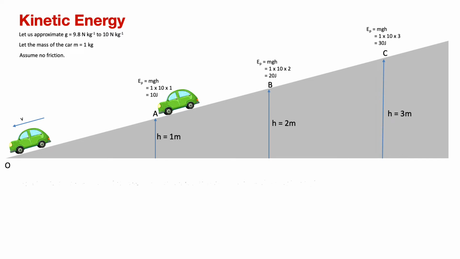So, a few observations. I hope it's obvious that the greater the vertical height of release h, the greater the gravitational potential energy EP, which equals mgh. Remember, m is constant at 1 kilogram, g is constant at approximately 10, so the bigger the h, the bigger the EP.